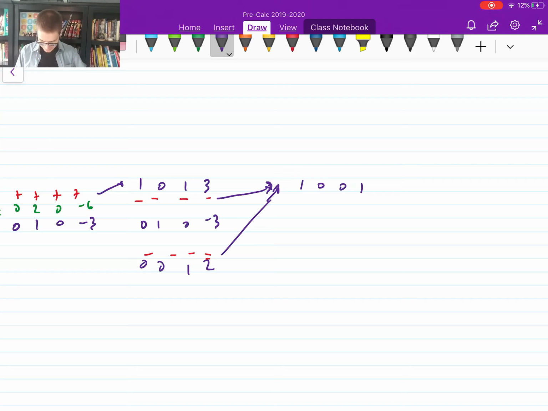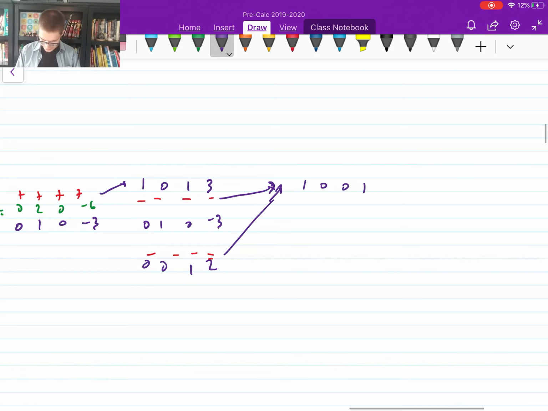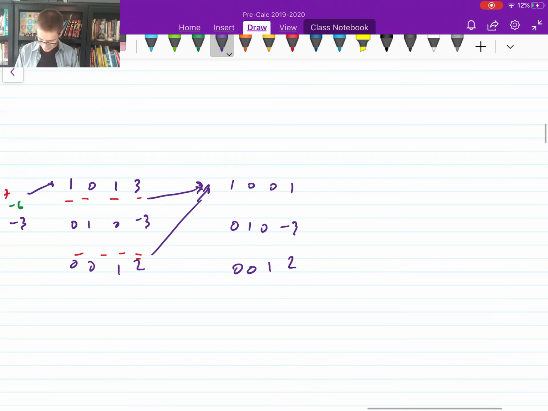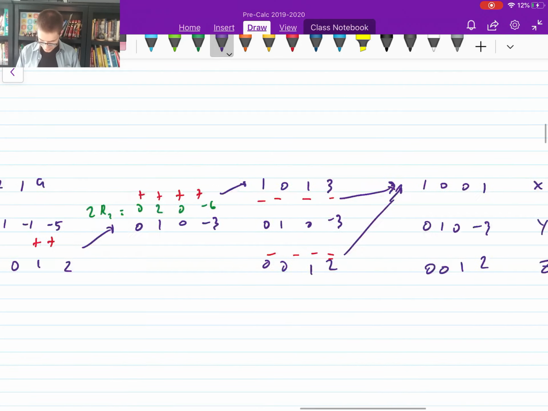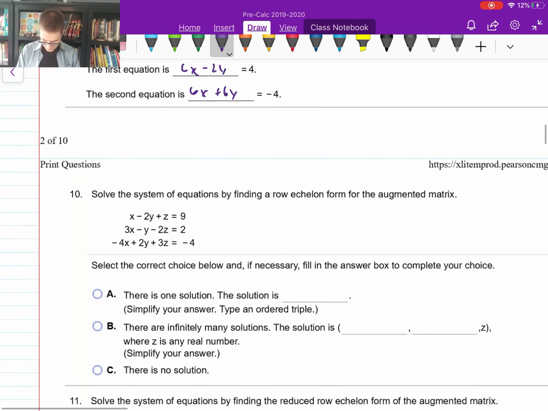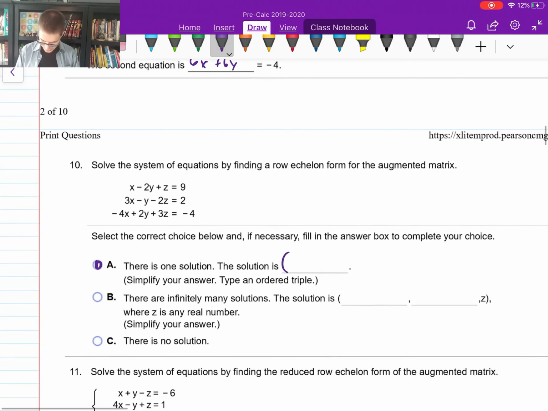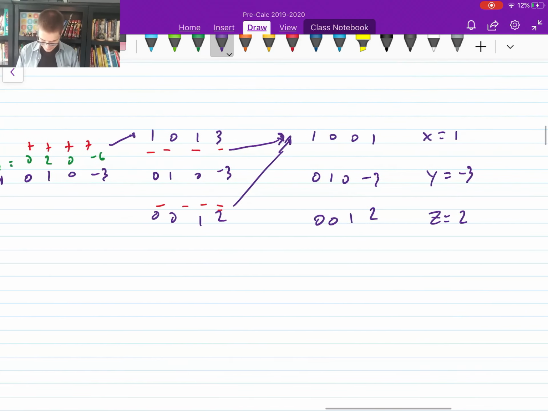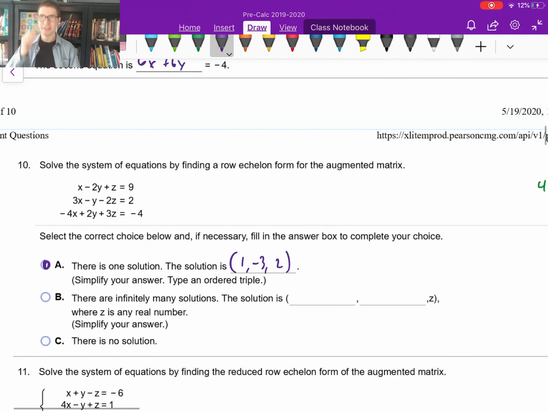Just about. So what I should end up with is 1, 0, 0, 1, then 0, 1, 0, -3, and 0, 0, 1, 2. So I get x equals 1, y equals -3, z equals 2. So 1, -3, 2 is the answer we're looking for. Did I write that right? 1, -3, 2. Yep, and that's our answer. Great.